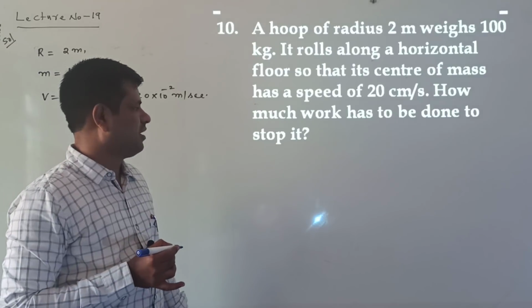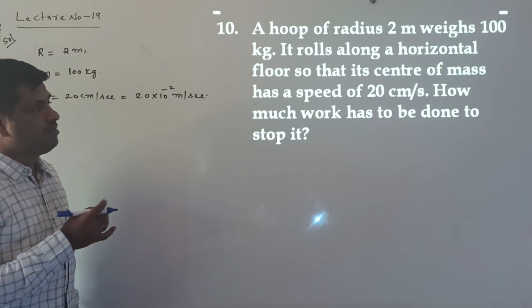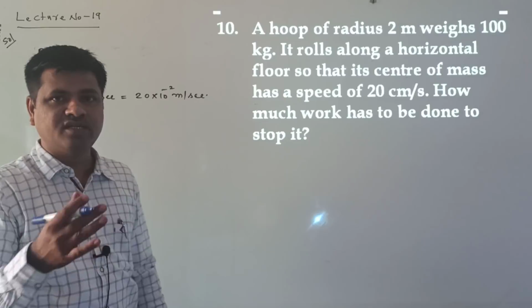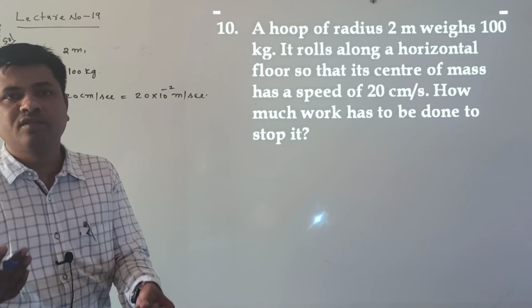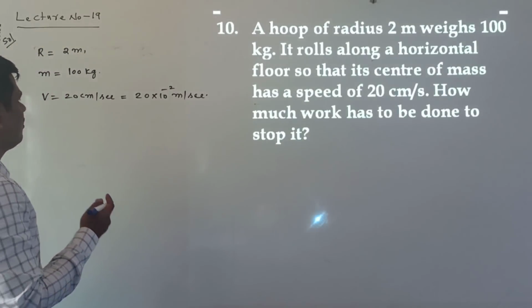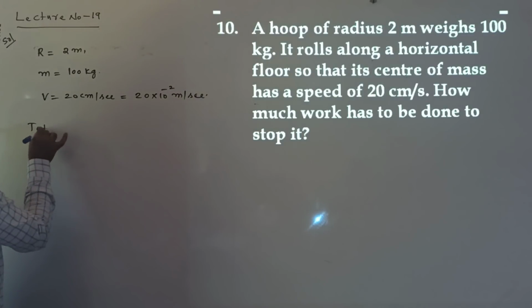How much work has to be done to stop it? It is rolling on the floor, so it does not have potential energy. It has only kinetic energy. So I am writing the total energy.